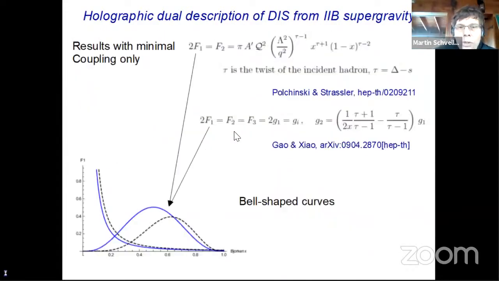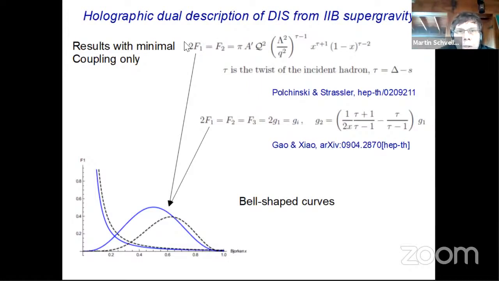Yep. This was a proposal of 18 years ago by Polchinski and Strassler, and a very important paper at that time. Basically, they did a calculation using the minimal coupling in the interior, the minimal coupling between the fermions and the gauge field within type IIB supergravity. And then they obtained this relation.